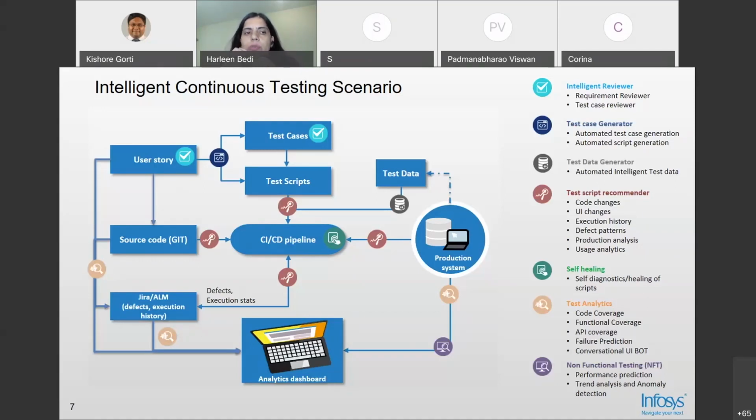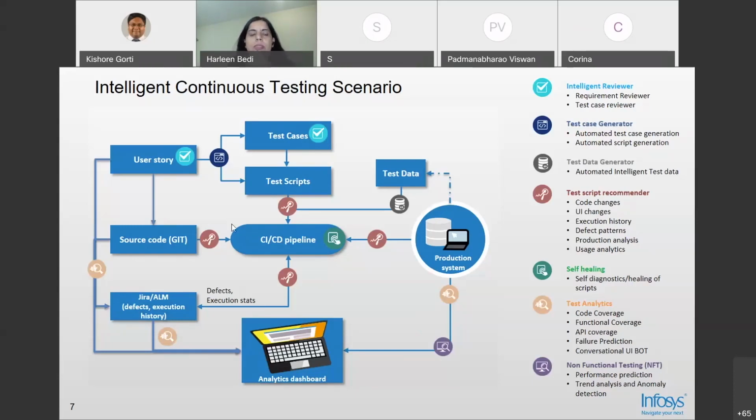Now after the user story, based upon the user story, there is a capability to automatically generate test cases and test scripts using certain NLP techniques. So that is another use case which I have demonstrated here: automated capability using NLP for creation of test cases and test scripts. And similarly, like I explained for user stories, the same way there is an NLP based reviewer for the test cases as well.